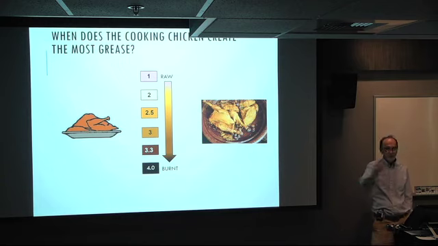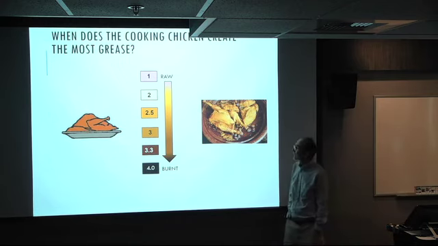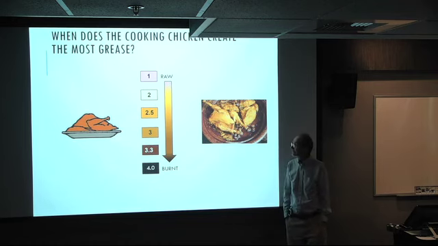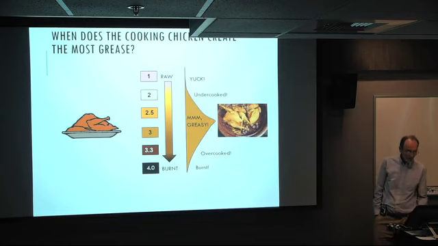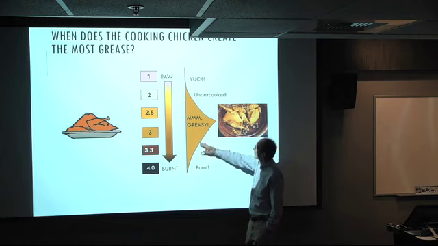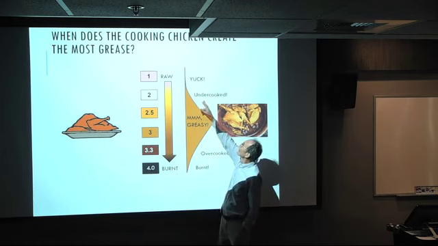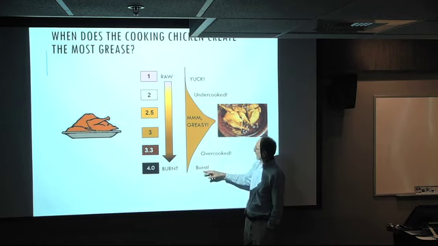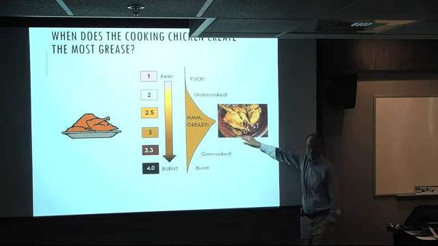When does the cooking chicken create the most grease? What number? 2.5, 3. That's what I think. So I made a little plot here, and the greasy stuff is somewhere around in here, right? Up here, it's undercooked, it's yuck, right? Down here, it's overcooked, it's burnt. But somewhere in between, it gets greasy.